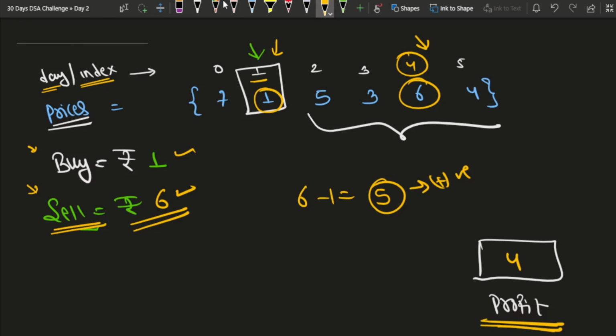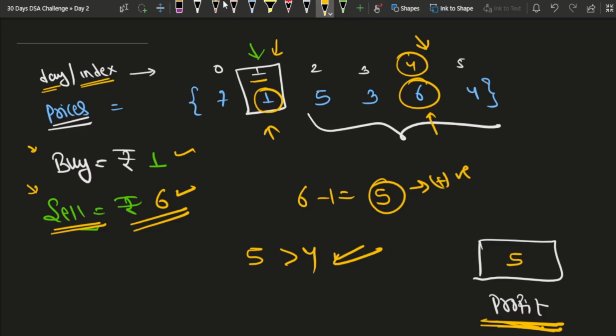Right? Now we'll again compare this 5 with the value which we have in the profit variable. So we'll compare, is this 5 greater than 4? We'll say yes, this is greater than 4. Then we will simply update the profit variable.